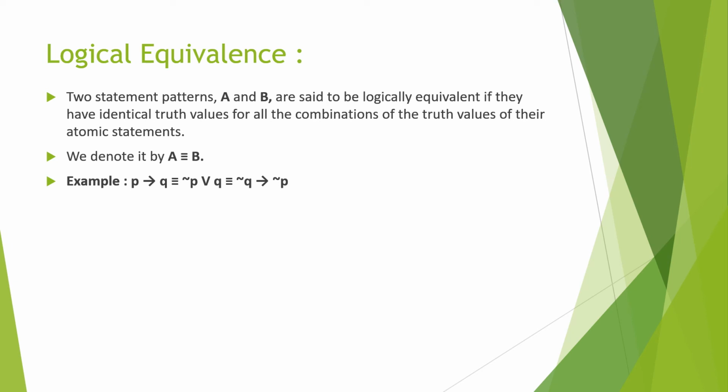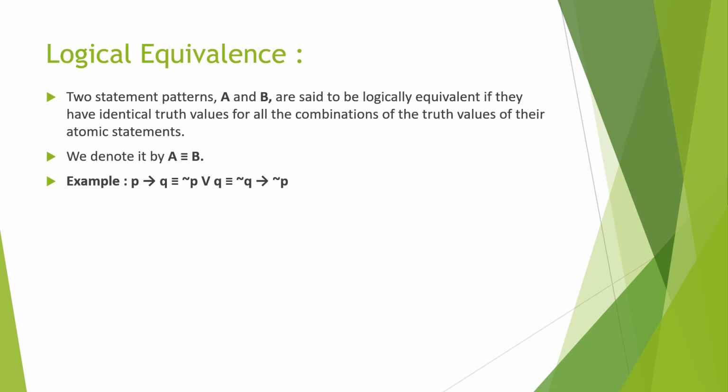So let's consider this example. P implies Q is logically equivalent to negation P or Q, which is logically equivalent to negation Q implies negation P. So we have to construct a truth table, and in that truth table one column is P implies Q, second is negation P or Q, and one more column is negation Q implies negation P, and we have to find out whether these three columns are identical. So let's construct the truth table.